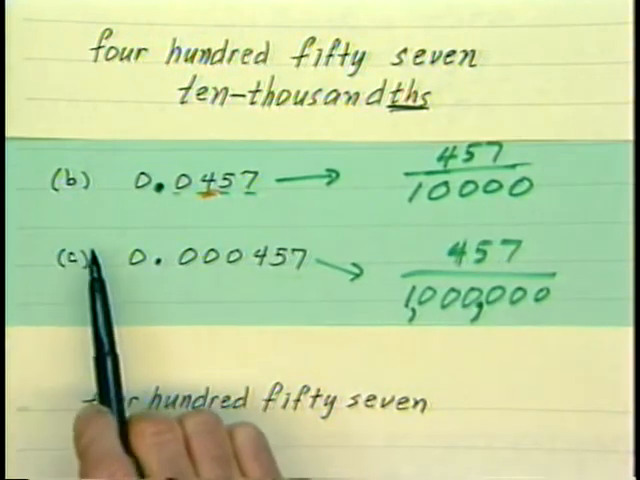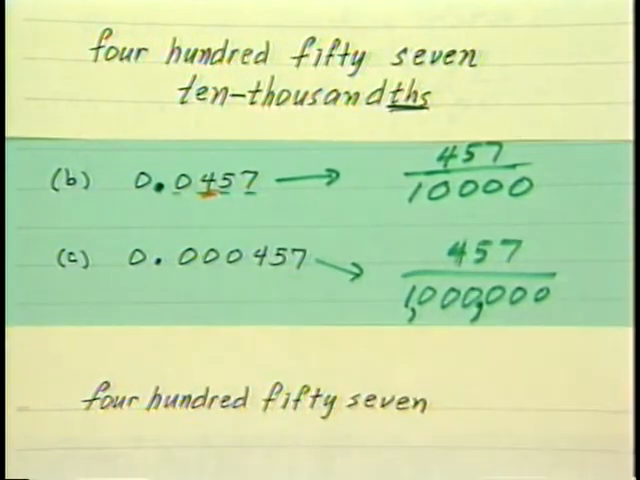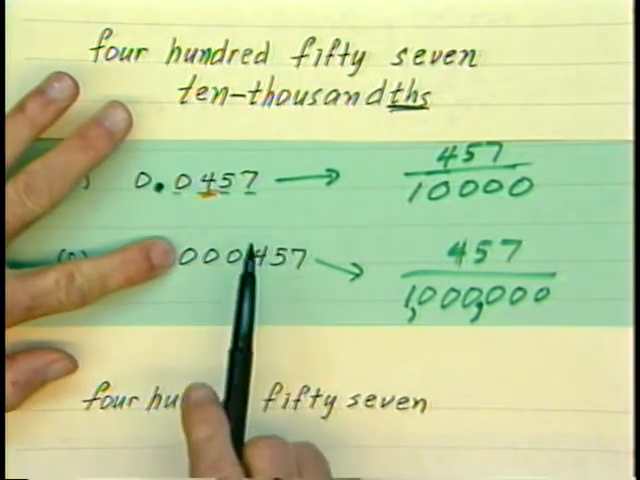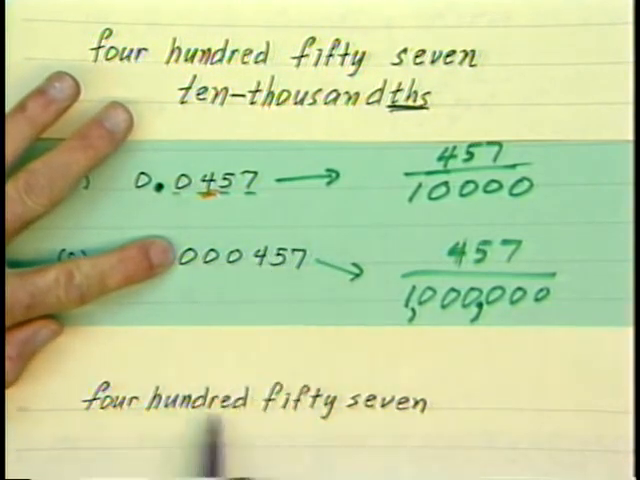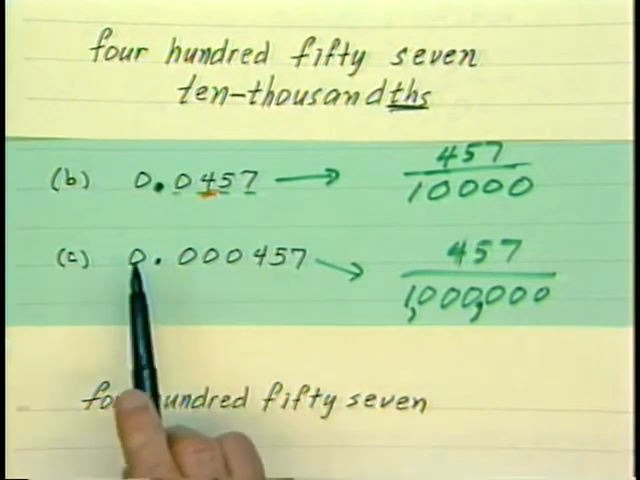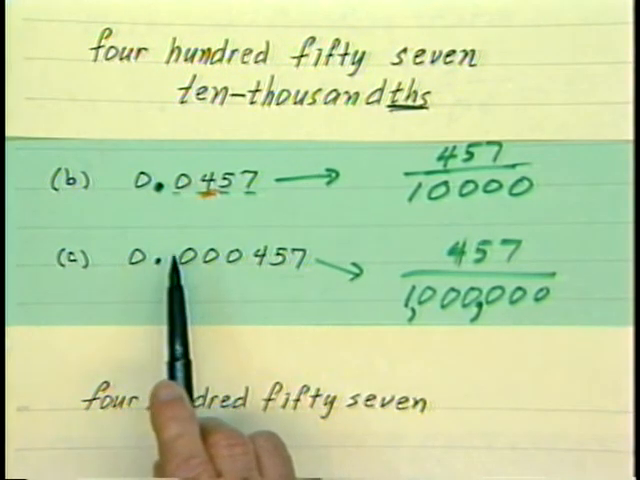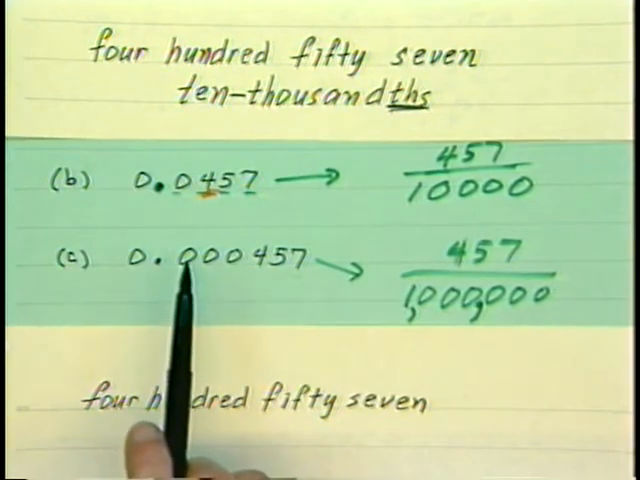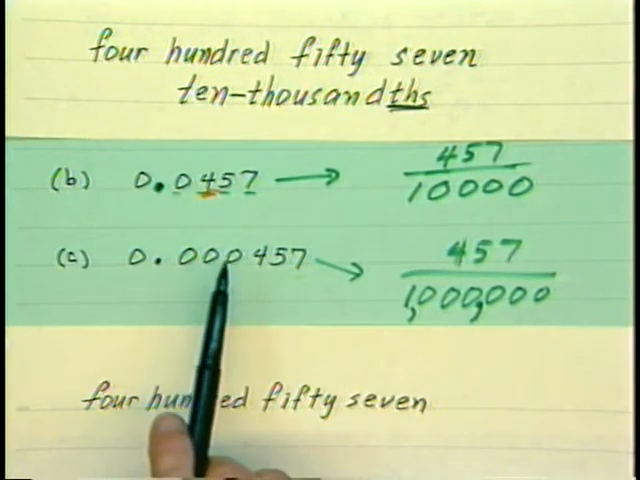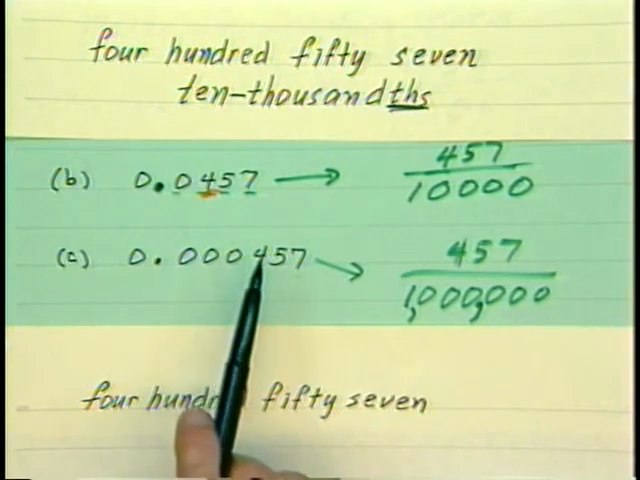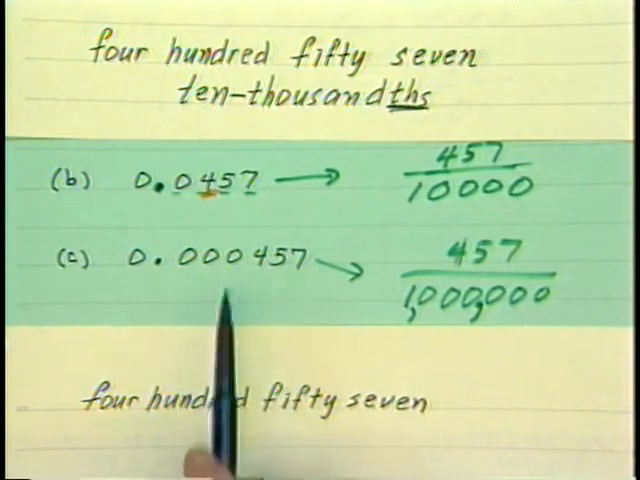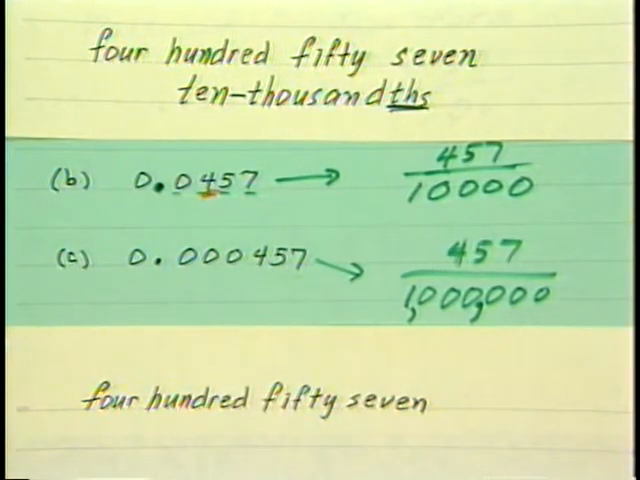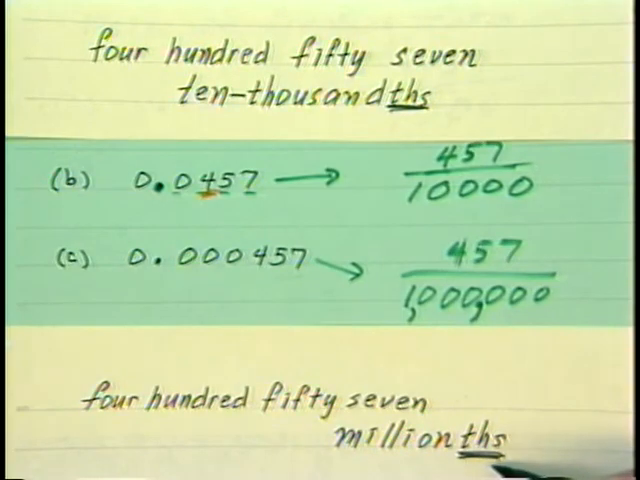Now let's follow that through with our third example. Again, omitting the decimal point, we have the number 457. But now the decimal point tells me that I must name this by the n digits place. So here again we had the tenth, hundredth, thousandth, 10,000ths, 100,000ths, millionths. So we have 457 millionths, and again the importance of the THS.